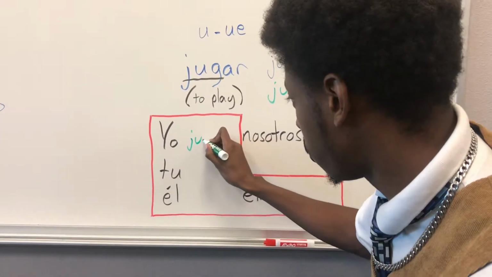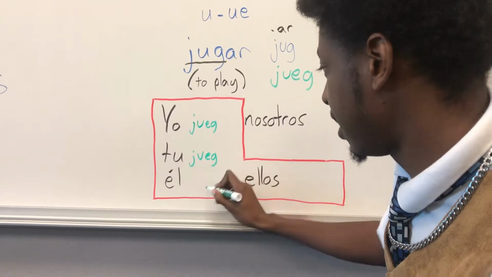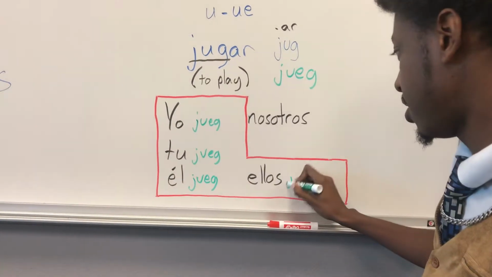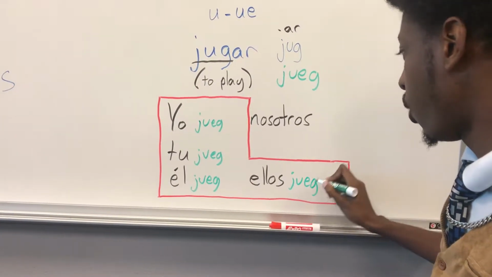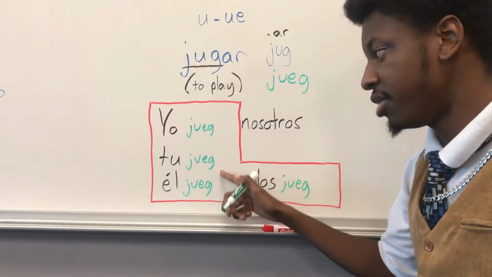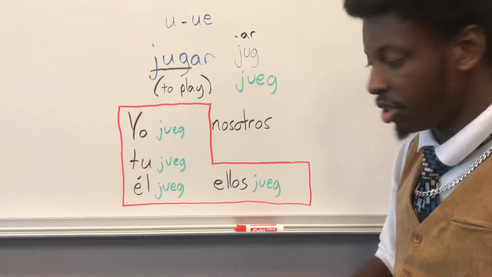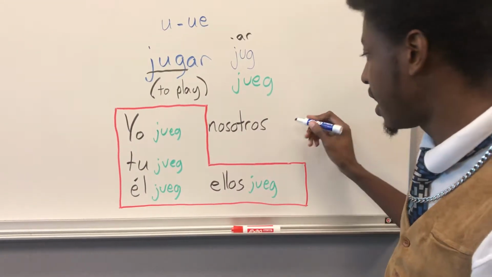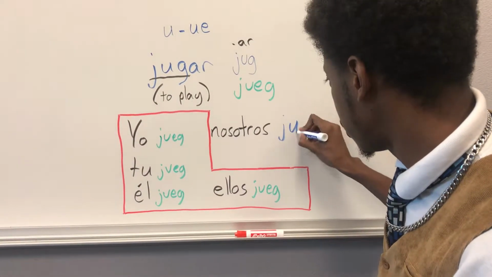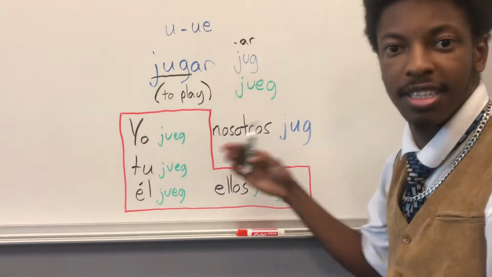Yo, jueg, and jueg. Now, this is the new stem that we're going to use for each of these except for nosotros. Nosotros is going to use the old stem before we changed it. That will be jug.